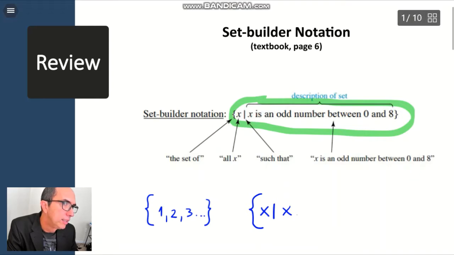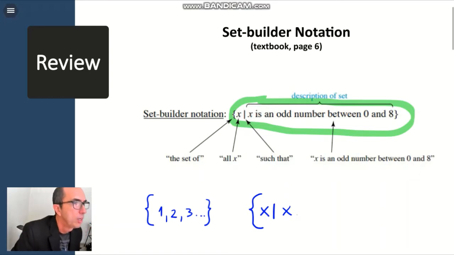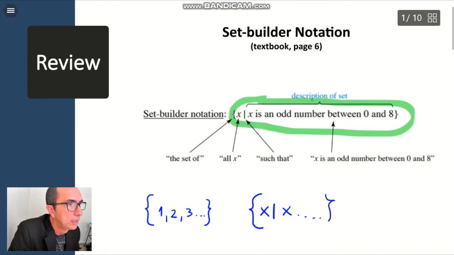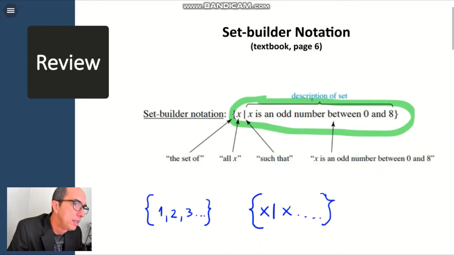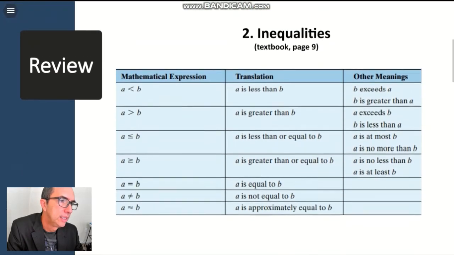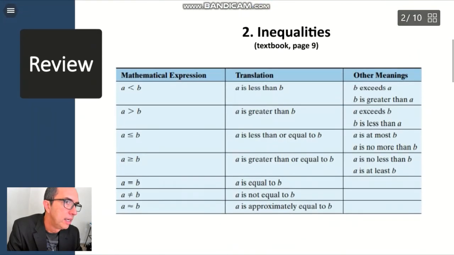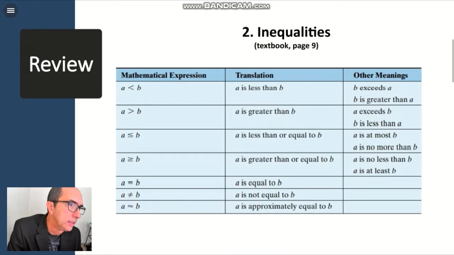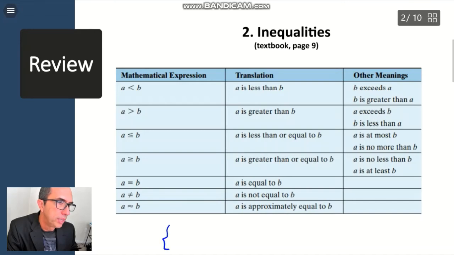X is an odd number between 0 and 8. X is a vowel between A and D: A, B, C, and D. Whatever you explain here is going to be your set, and then you're going to have your set builder notation. And actually, the most usual way you're going to find this is by having inequalities. So you have your set builder notation, let's say braces, right?